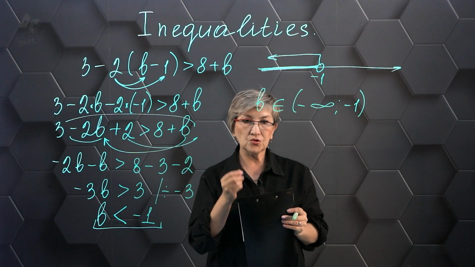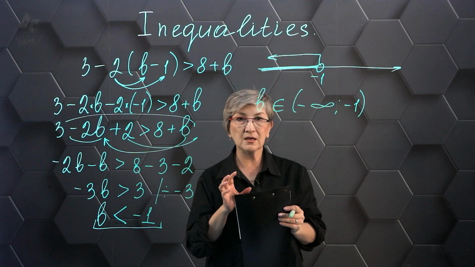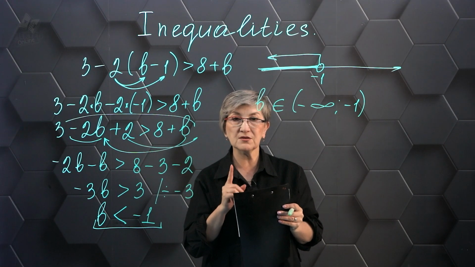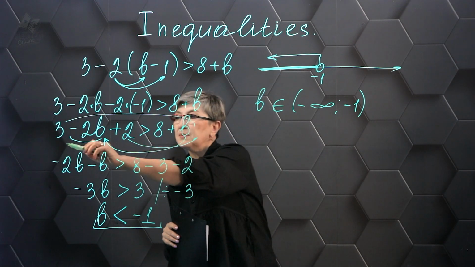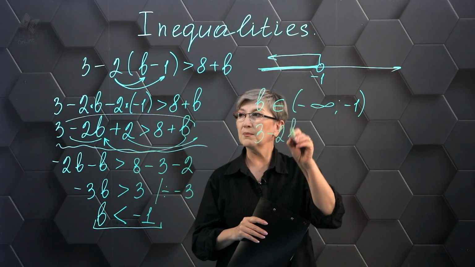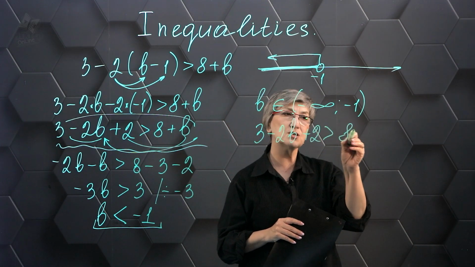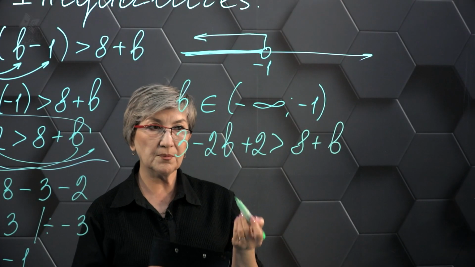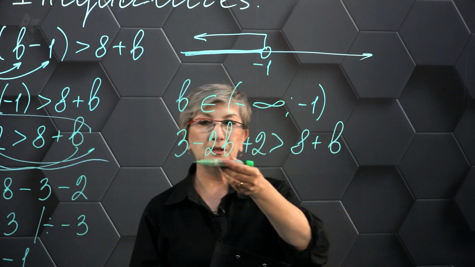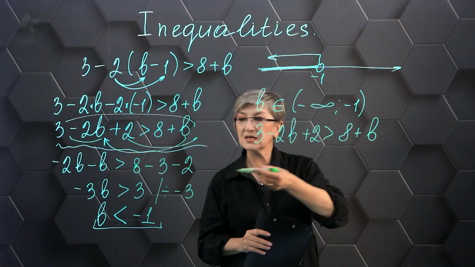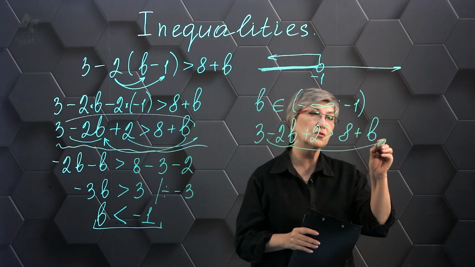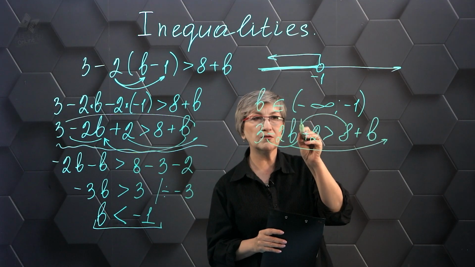And now I'm going to show you another way to solve this inequality. In general, we will not change the method, but we will change the notation. Very often you ask a question. Let's write down the inequality without parentheses: 3 minus 2b plus 2 is greater than 8 plus b. Can I move the variables to the right-hand side? Because very often you don't want to work with negative numbers. Let's move minus 2b to the right side and move the numbers to the left side. So we end up with 3 plus 2 minus 8.